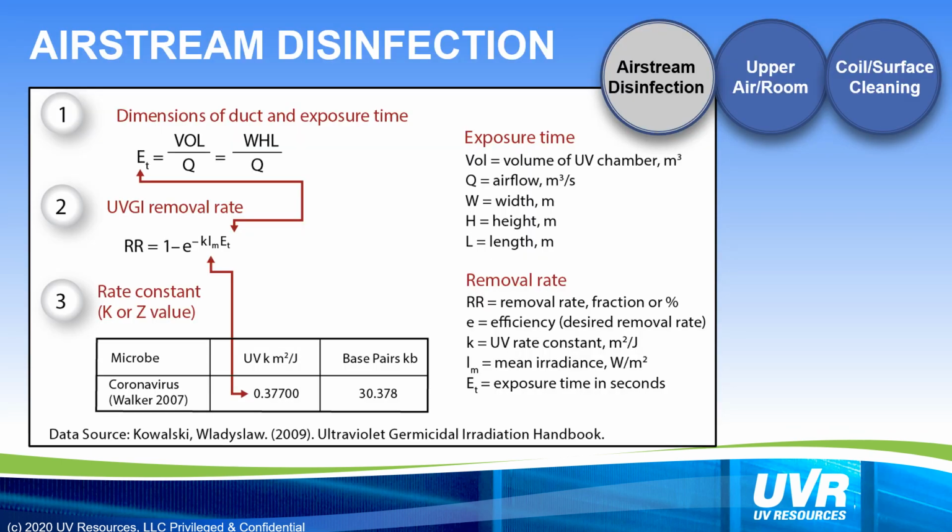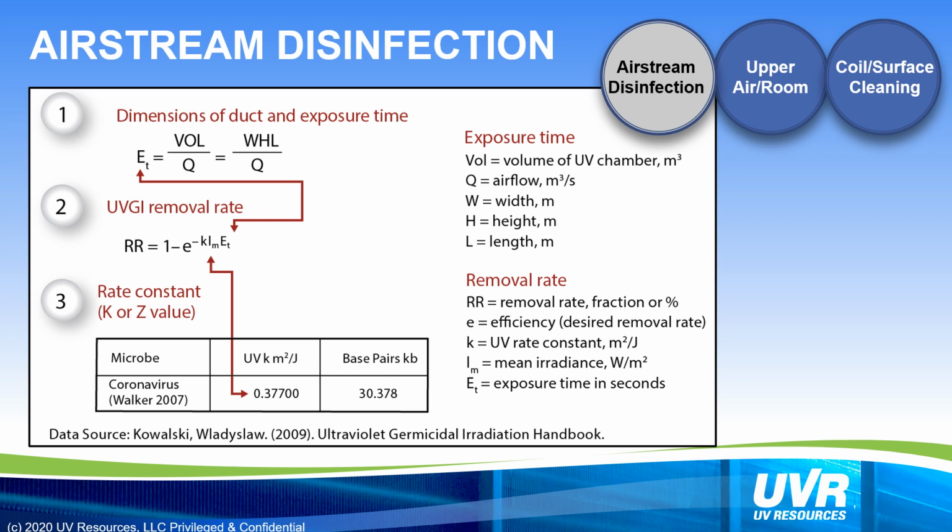With an airstream disinfection system, we're going to need a lot more information than you would for a coil cleaning application. We're going to need to know what the airflow is. We're going to need to know the height, the width, and the length of the space where we're going to place the UV lights. With that, we also need to look at the removal rate. What is it that you're looking to achieve? Are you looking to achieve a 90% inactivation, 95%, or a 99% inactivation?